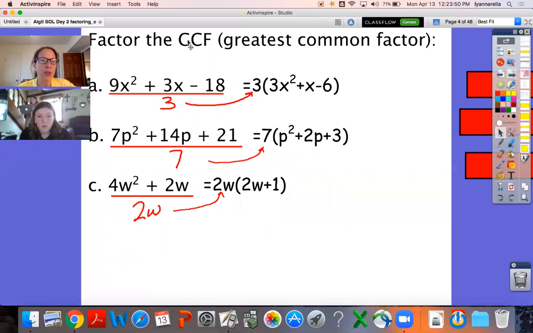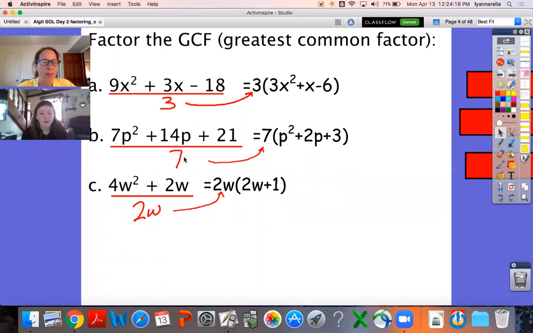All right, so GCFs. The first thing you always want to do is make a quadratic smaller. So we know it's a quadratic because the highest power is 2. And I know that 3 goes into 9, 3, and 18. So my GCF is a 3. So you always write your GCF first, and then you divide each of these terms by the number 3. So 9x squared divided by 3 is 3x squared. 3x divided by 3 is 1x, and negative 18 divided by 3 is negative 6. So that's how you take out a GCF.